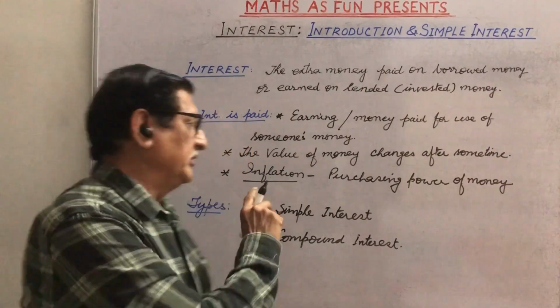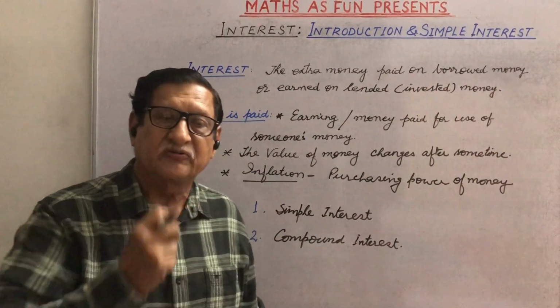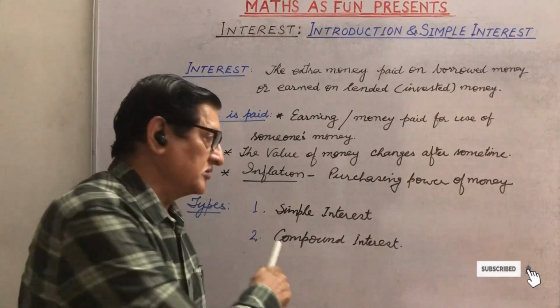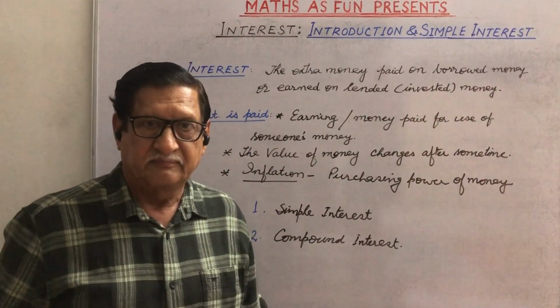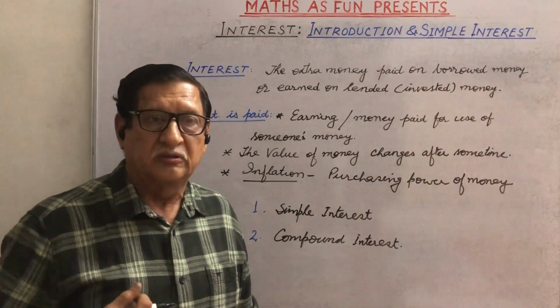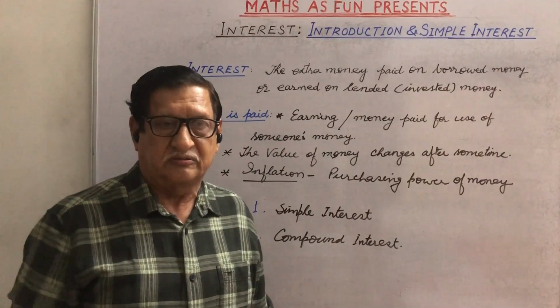Now, how many types of interest do we have? There are two types of interest in general. One is simple interest, second is compound interest. Now we'll learn about the terms which are required for calculation of the interest.